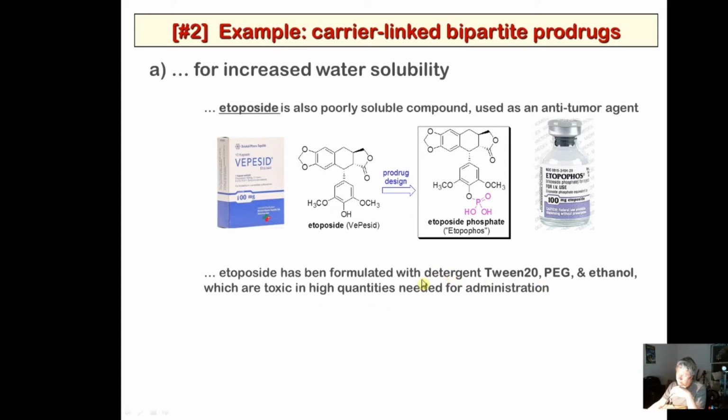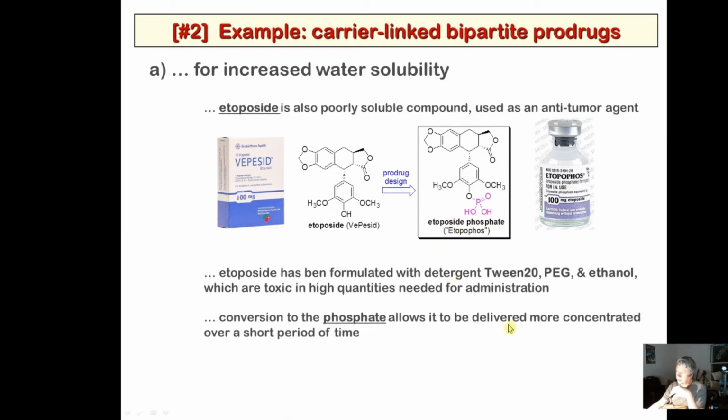And the point is that as a phosphate derivative, it's actually a little less toxic. So it's delivered more concentrated over a short period of time. So in this form on the right, it's actually a little more effective as a drug, more usable. It's cleaved in vivo by phosphatase enzymes to give the active pharmaceutical. So phosphates are a pretty cool approach as a cleavable functional group.